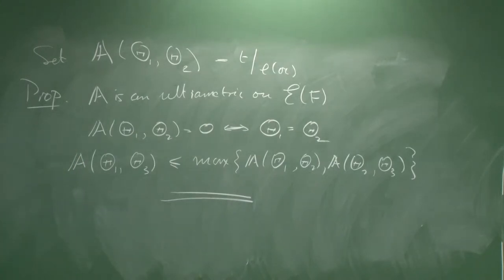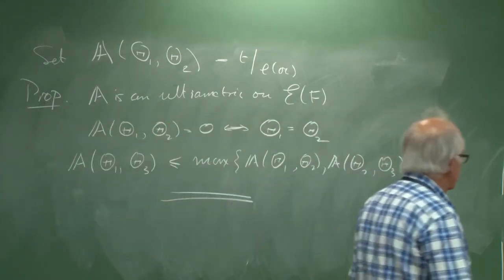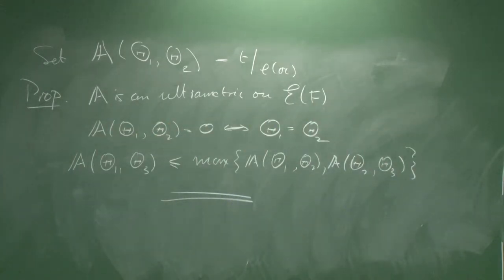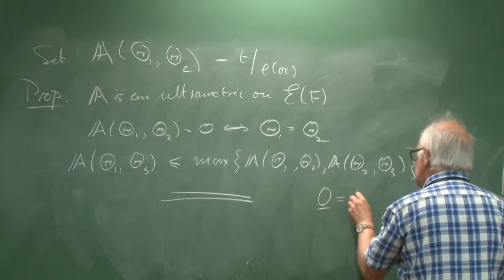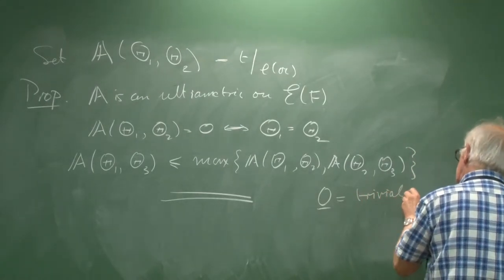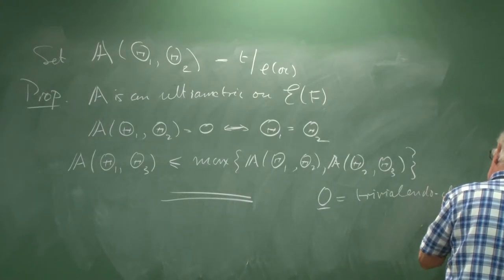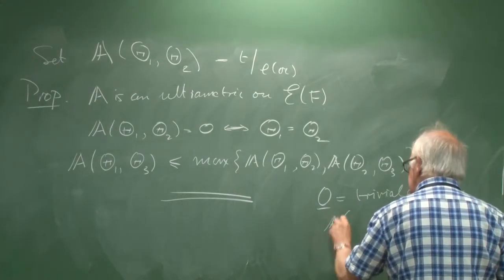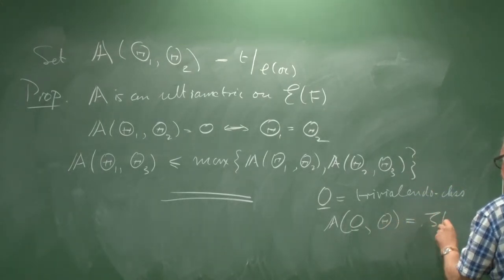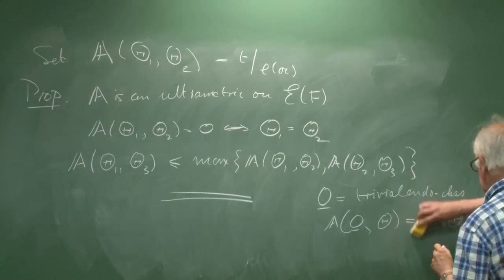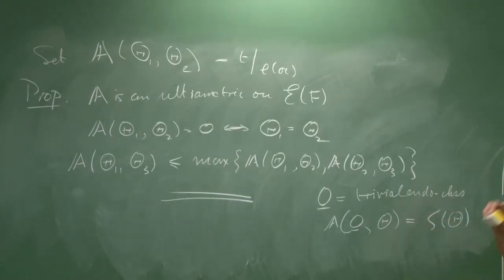Now, let me, well, that's that. Oh, perhaps it would be helpful if I said that if 0 is the trivial endo class, the distance between 0 and anything else is the number I call the S theta. That's not a zeta, it's an S. Right. For that little comment.